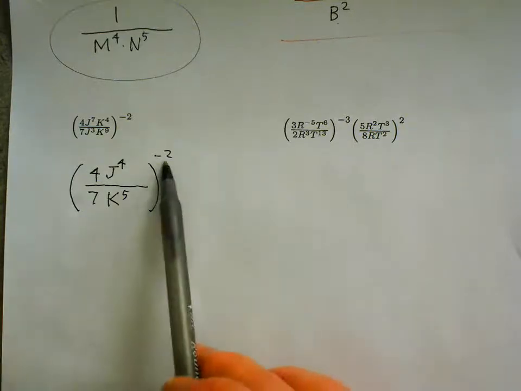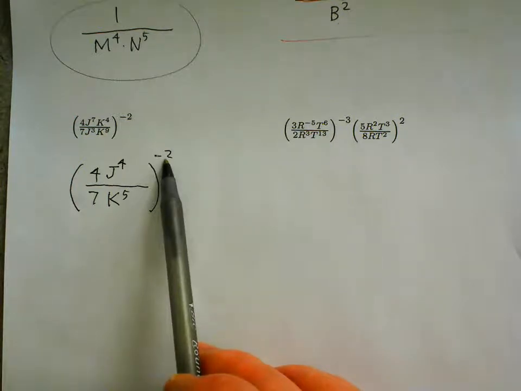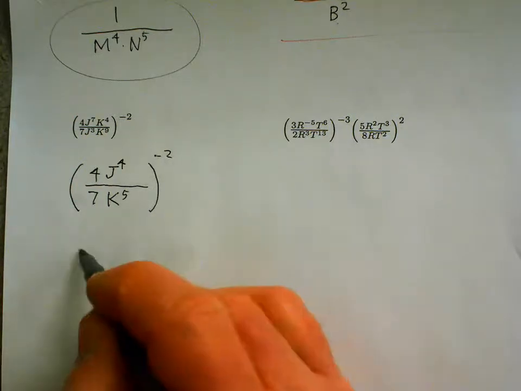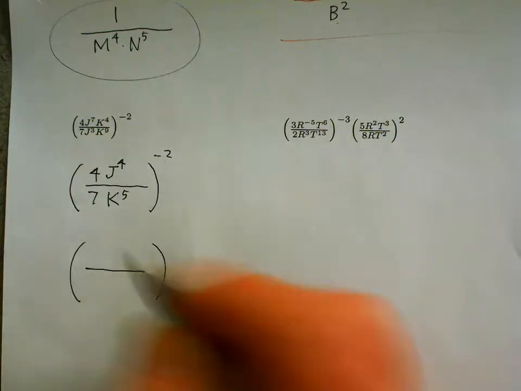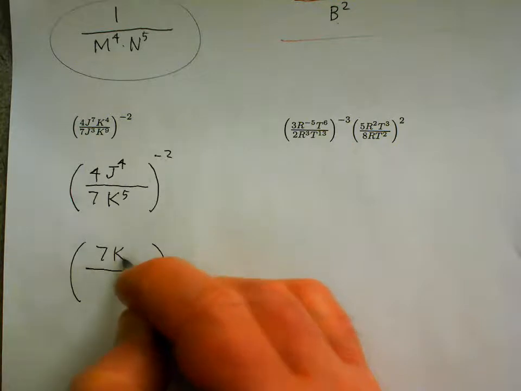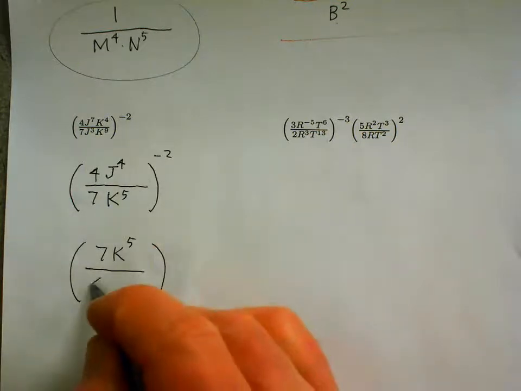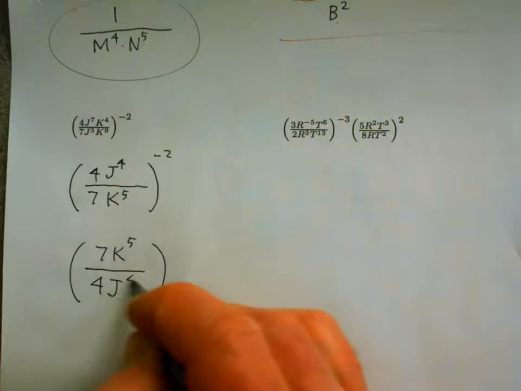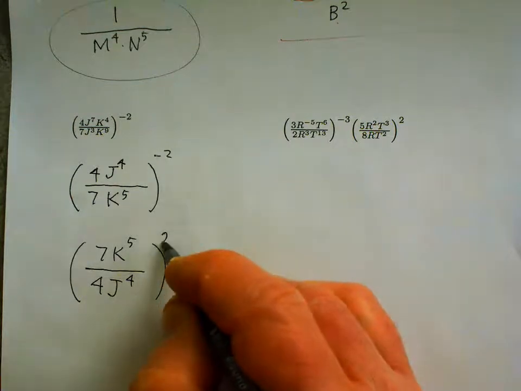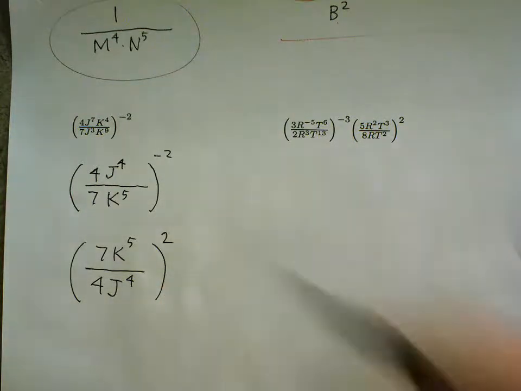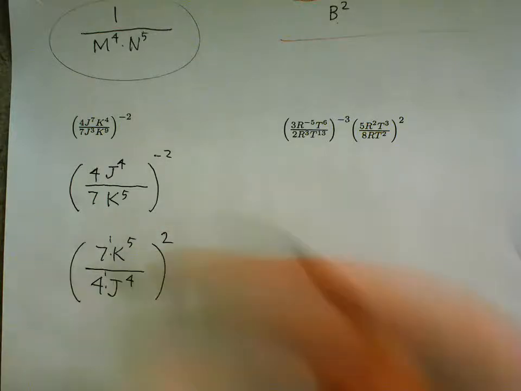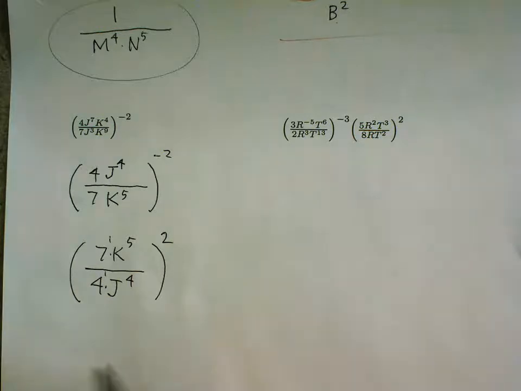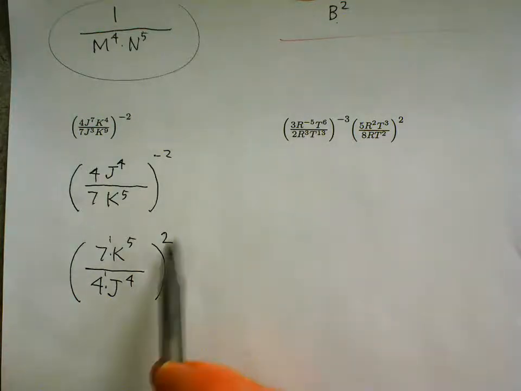Now, since the outer exponent is -2, what we do is we write the reciprocal of the fraction. So in the numerator, we'll have 7k to the 5th. In the denominator, 4j to the 4th. And we change the outer exponent to 2. And then think of 7 as 7 to the 1st, and think of 4 as 4 to the 1st. So now we can apply the outer exponent 2.